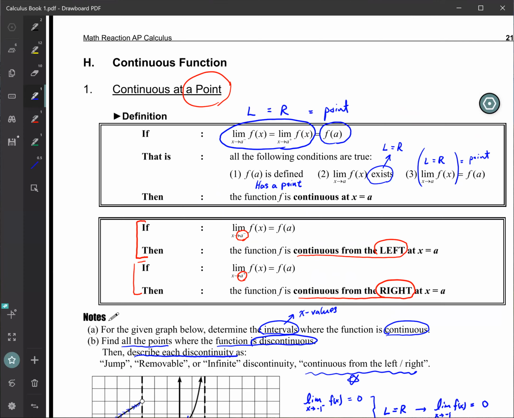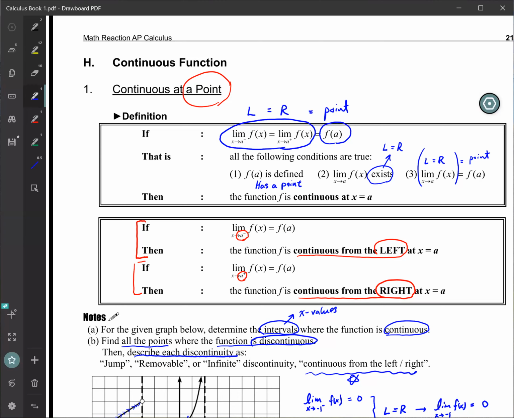Okay, so let's say it together: continuous at a point. Continuous at a point. Yes, okay, one more time: continuous at a point. Left equal to right equal to point. Okay. Left limit equal to right limit equal to f of a. Yeah, very good.